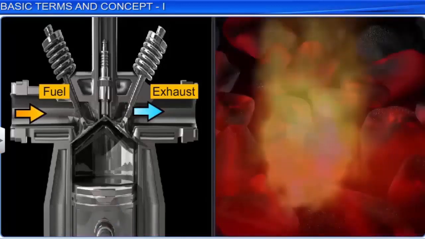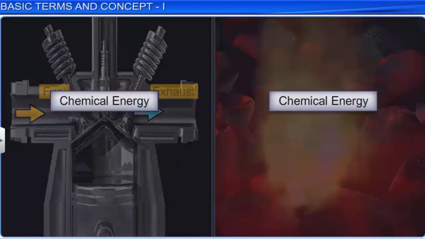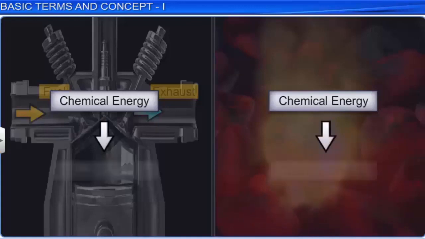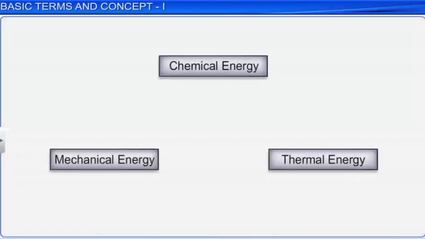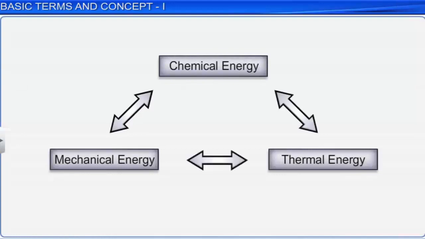In both the examples, chemical energy, that is the energy stored in the bonds of atoms and molecules, is converted to other forms of energy. Thus, various forms of energy are interrelated, and under certain conditions, these may be transformed from one form to another.